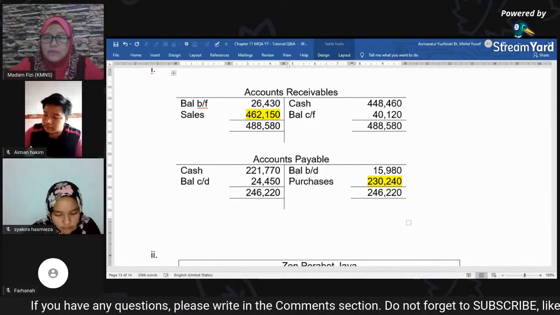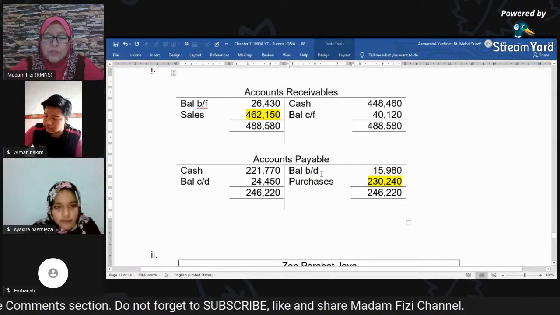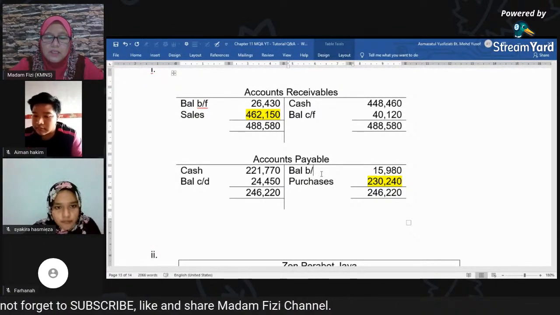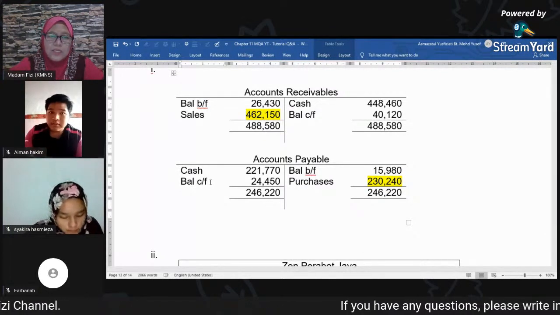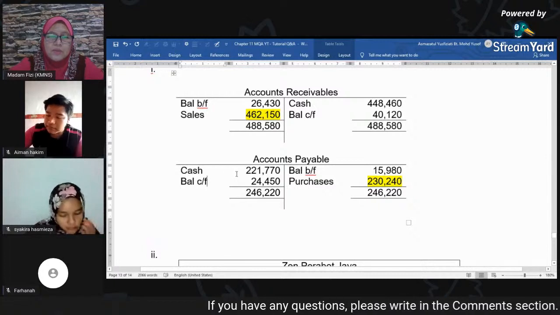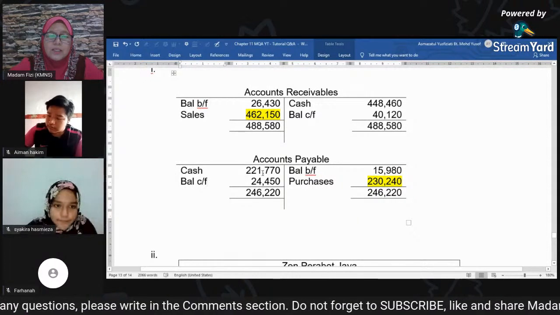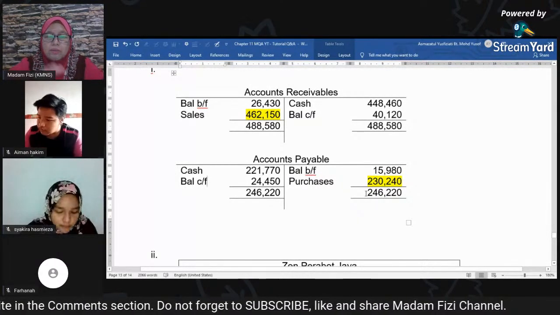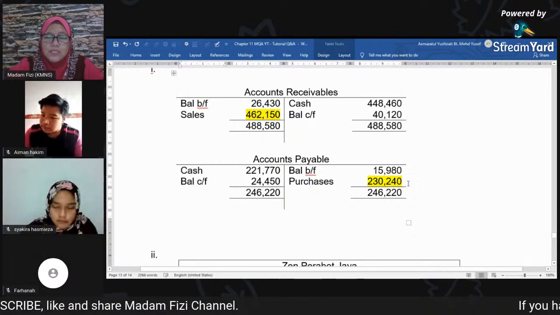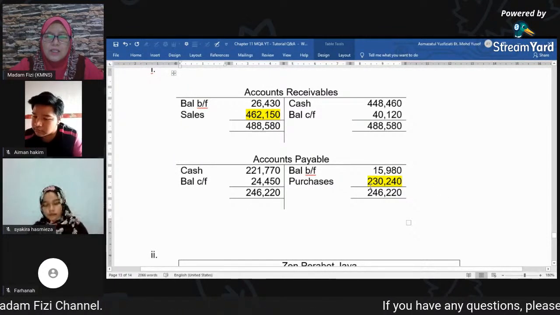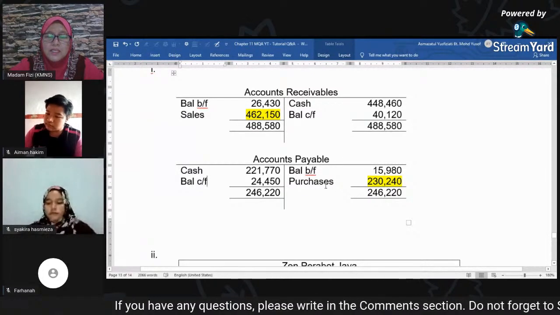For accounts payable, you insert the balance brought forward and also the balance carry forward. Okay, and then you have to add the cash payment also, 21,770. So you balance the account left and right, 246,220, and then you get the missing figure is 230,240. This is the purchase credit.